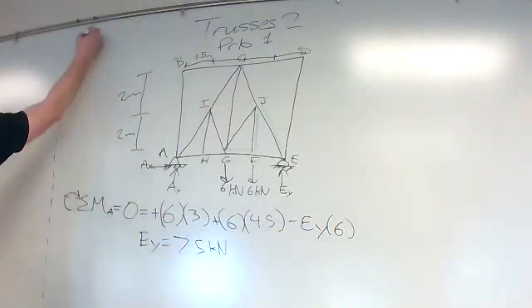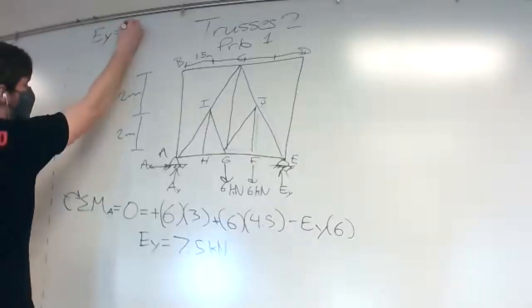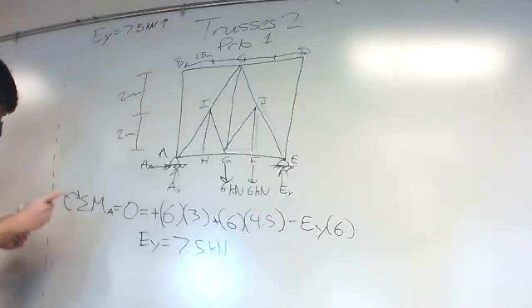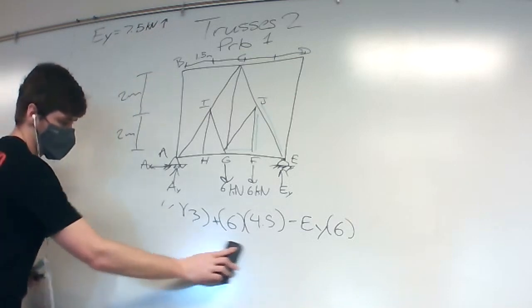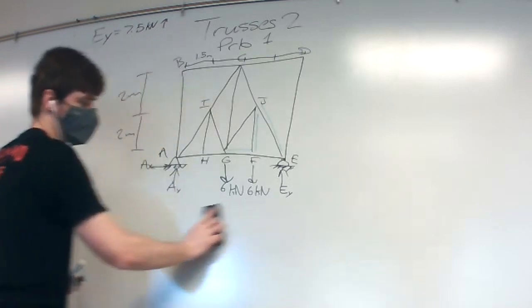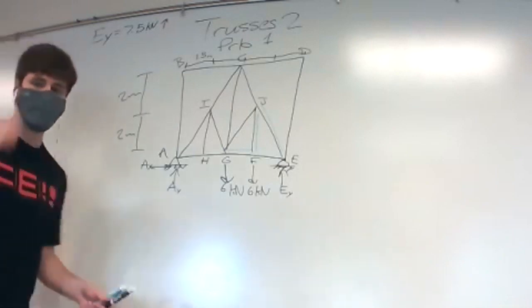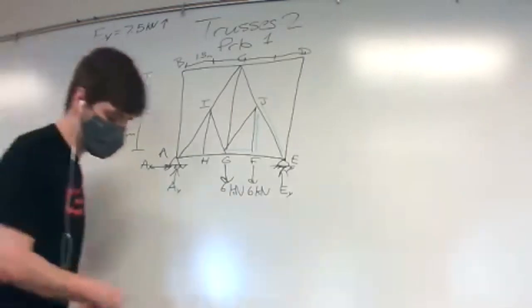So that's our support. I'm just going to write up here that we know that EY is equal to 7.5 kilonewtons up. And before we take our cut, we can do the zero force member portion first. We can find which members are zero force members.